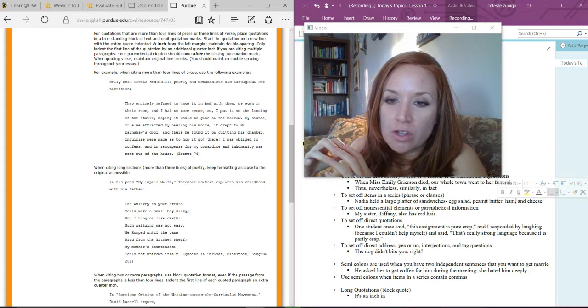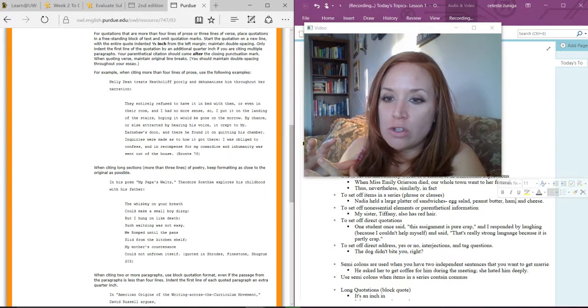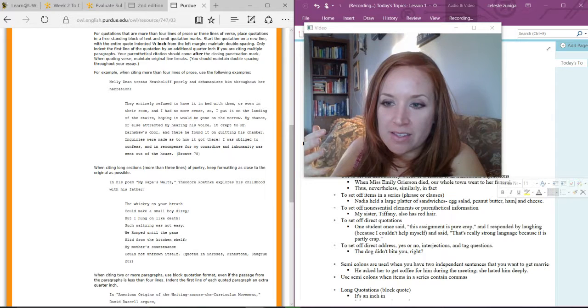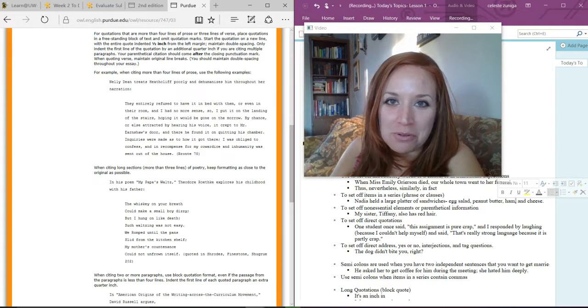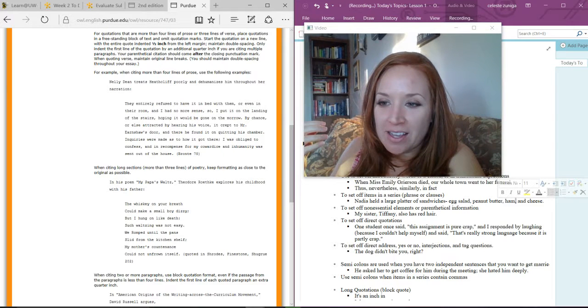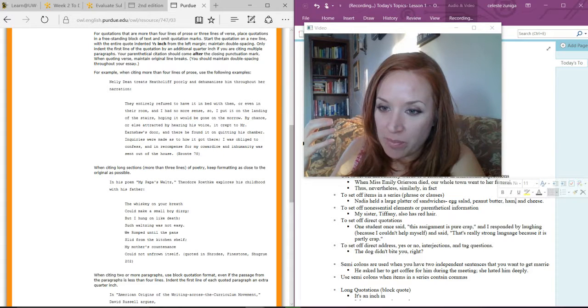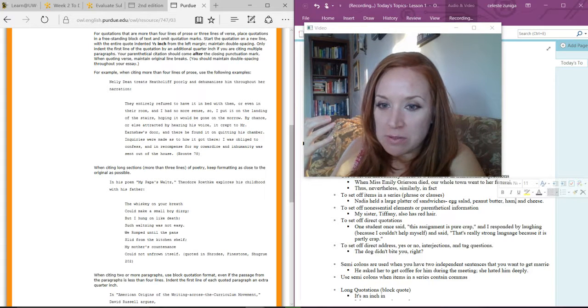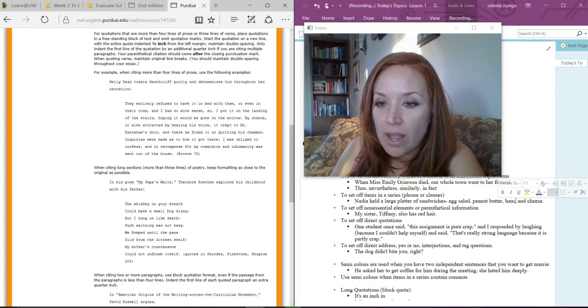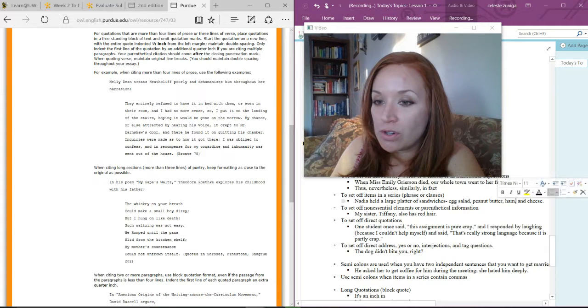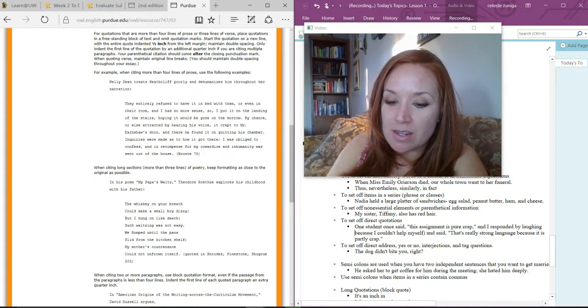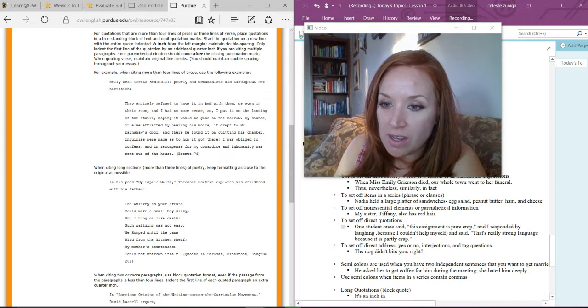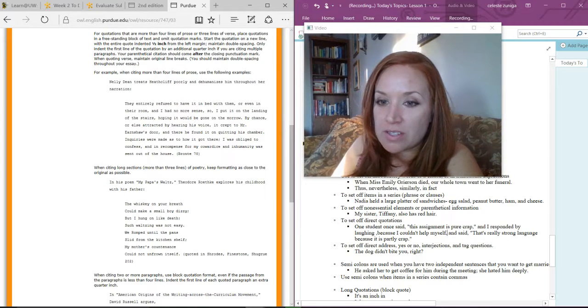You can use a comma whenever you have a direct quotation. You would use a comma to set it up, right? So one student once said, "This assignment is pure crap." This is also true; I just wrote this as I was making this. And I responded by laughing because I couldn't help myself and said, "That's really strong language because it is partly crap." As you see there, I put parentheses for my aside information, but from what you just learned, because it was aside information that's not necessary, I could put some commas in there, and that does the same thing as the parentheticals.